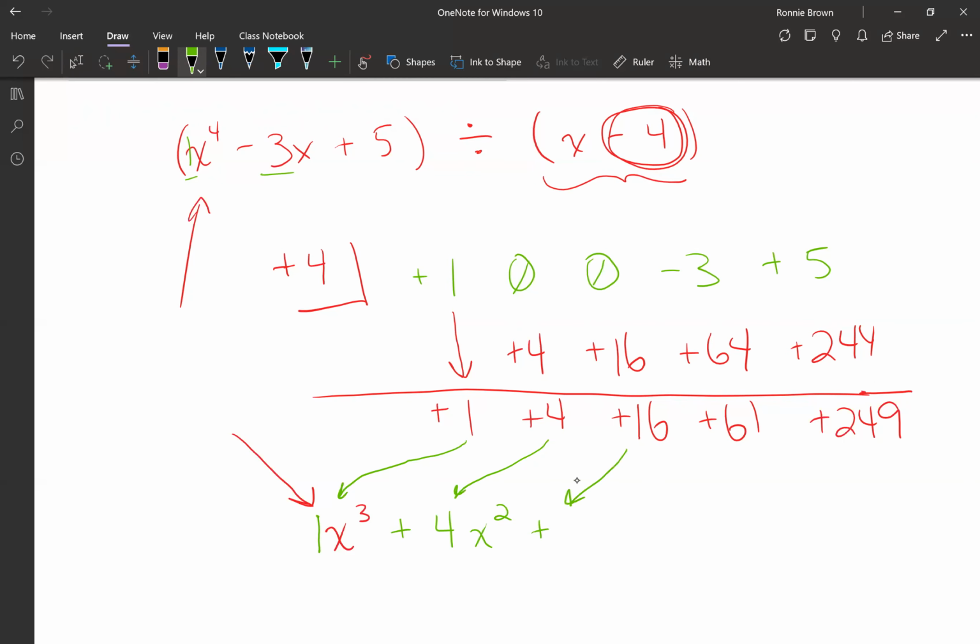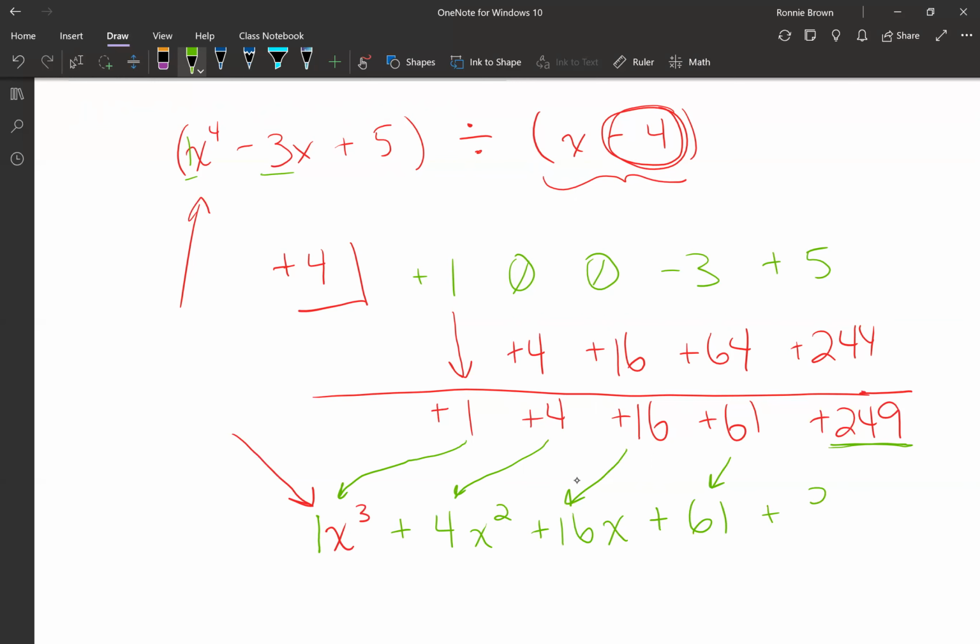So you have to insert the plus 16x to the first power, or I can just write plus 16x, because you know and I know there's an invisible exponent of 1 right there. And then anytime you have something to the first power, the next term in descending order is going to be the constant, so plus 61. And then the last value in synthetic division is always going to be your remainder, always your remainder.